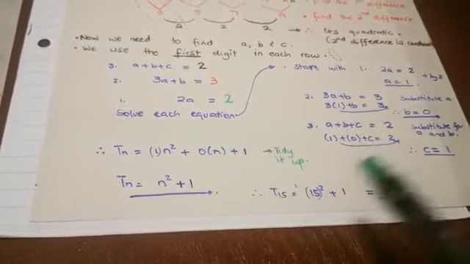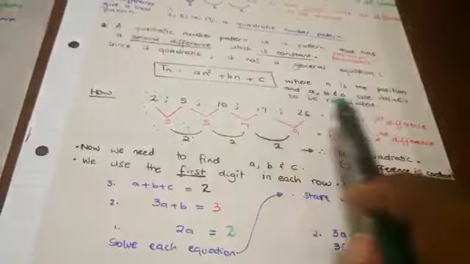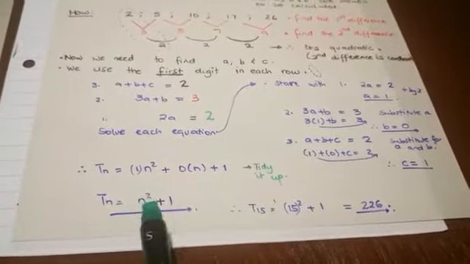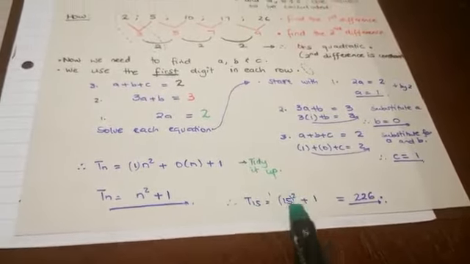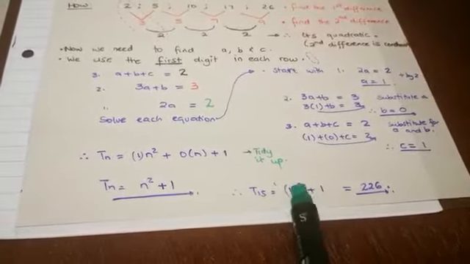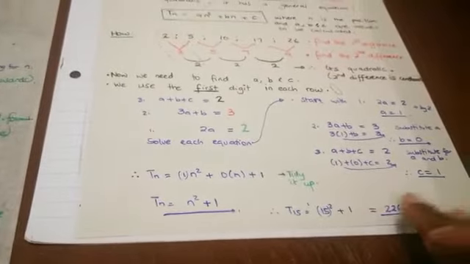Okay, so you can also be asked to find term number 15. So instead of listing the terms 15 times, you can just substitute into the equation. So T15, in the place of n I have 15, in a bracket, so I'm going to have 15 squared, which is 225, plus 1, which will give me 226. Okay, I hope that is clear. Okay, let's look at the second example.